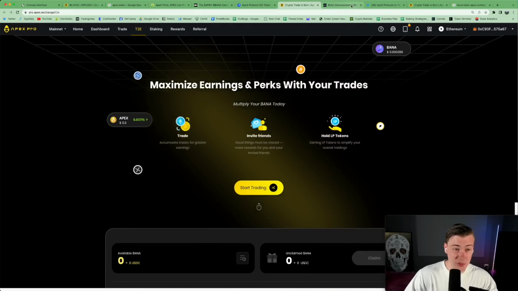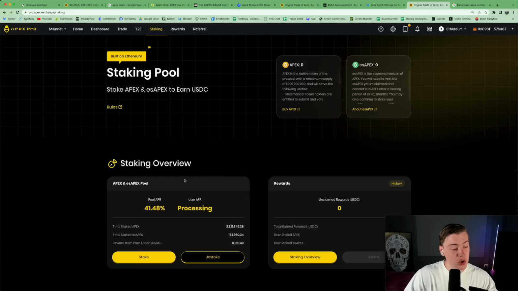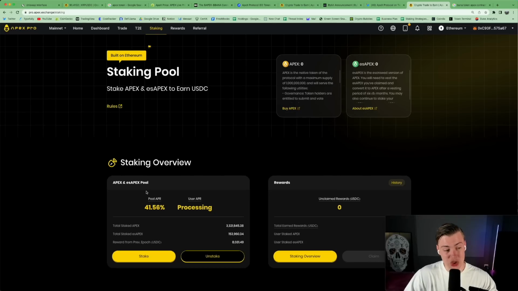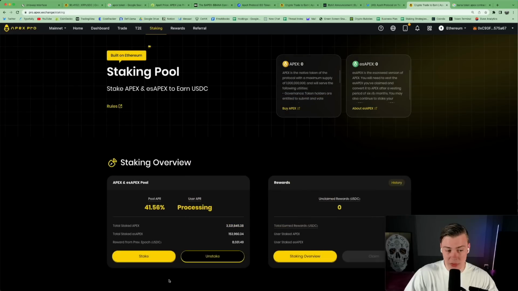But that is not the only form of staking on the platform. They also have staking for the Apex token. So if you do have the Apex token, you can stake it in their staking pool, which just launched, in order to earn yield. Right now, the pool is paying 41.56%. So if you have Apex tokens, you simply come in and click stake, select the amount that you would like to stake, and then click approve, and then click confirm to earn yield on the Apex token itself. Then you will get rewards in exchange.